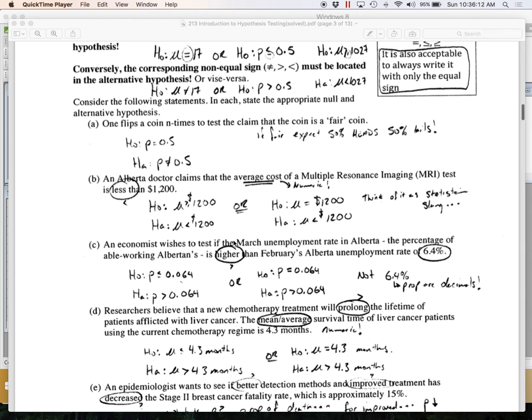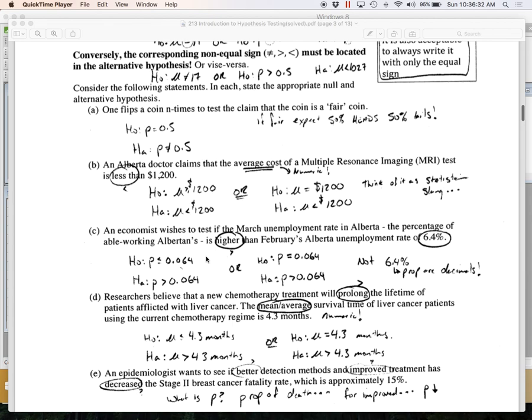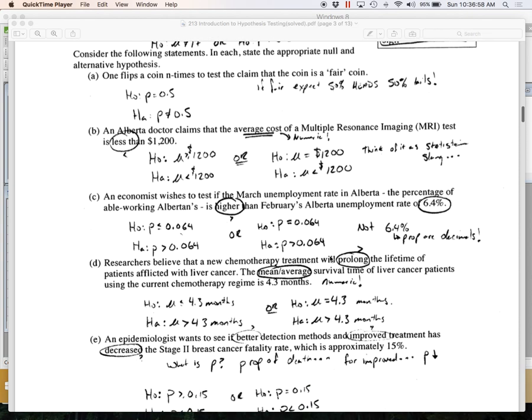An economist wishes to test if the unemployment is higher than 6.4%. Higher means strictly more than, not higher than or equal to, but strictly more than. This is the greater than sign, and there's only one place for it to go, the alternative. Here we're talking about categorical data: do you have a job or not. So the null hypothesis is that P is less than or equal to 0.064, and P is greater than 0.064. Notice that this is a percentage and proportions are decimals, so I want to write this properly. This is 0.064, not 6.4.